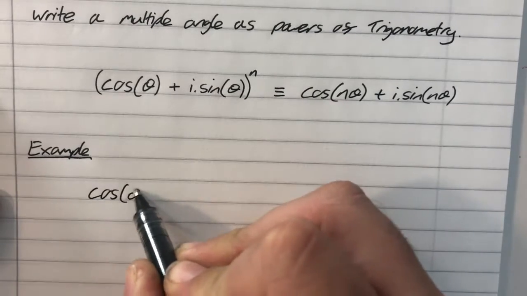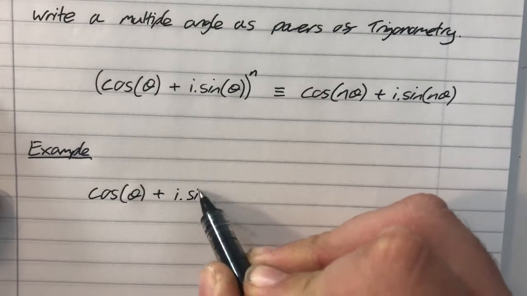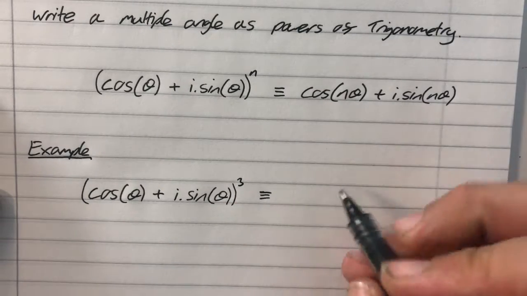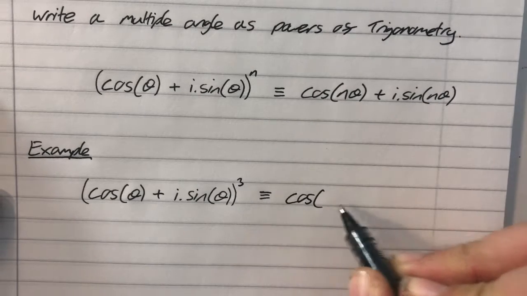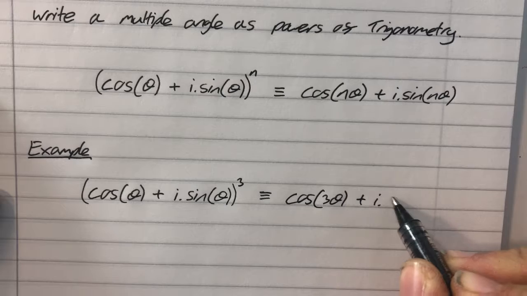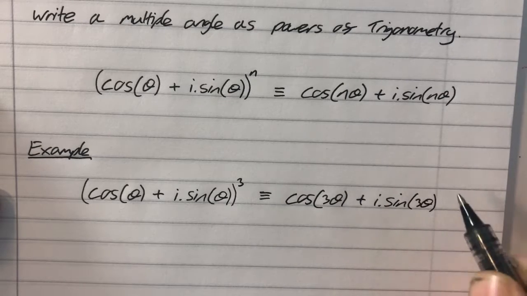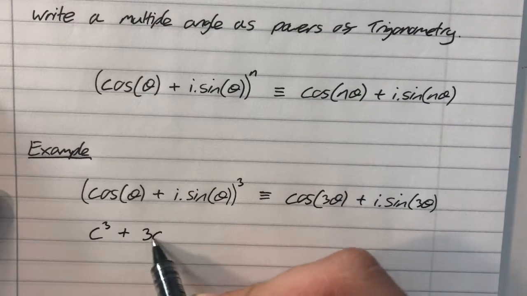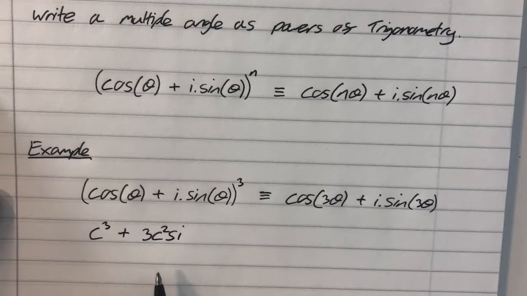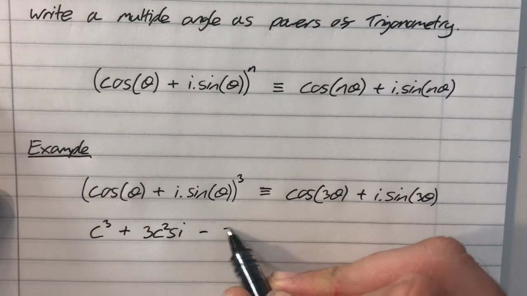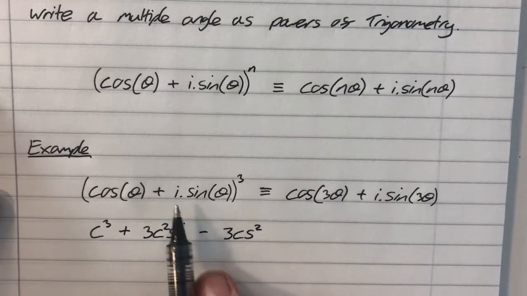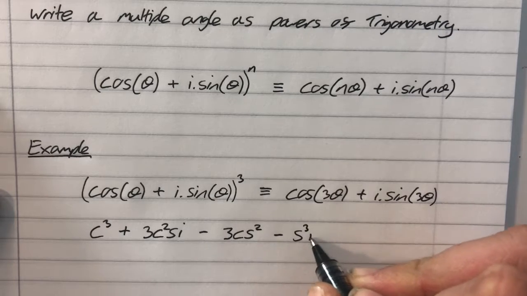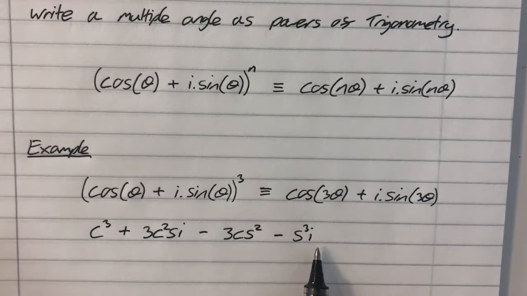So let's raise this to the power 3. So we're going to cube it. So this is obviously going to be equal to cos of 3 theta plus i times sine of 3 theta by De Moivre's theorem. But using the binomial expansion, I can say that this is cos cubed plus 3 cos squared sine i, I am writing shorthand, minus 3 cos sine squared. Okay, the i squared has become minus 1 here. And I'm going to get minus sine cubed i, where the i cubed has become minus i.